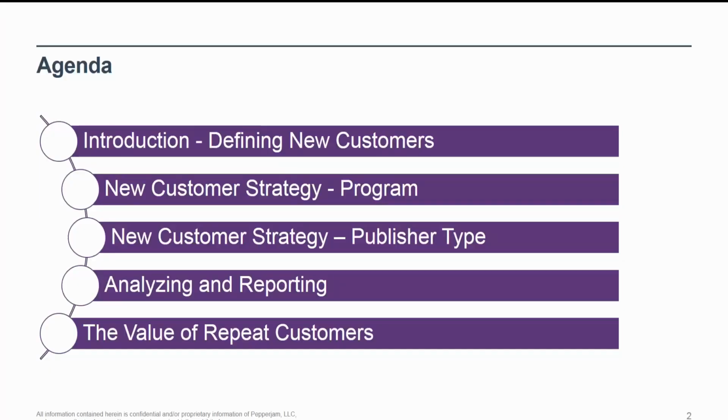So to take a quick look at the agenda for this webinar, we're going to do an introduction to new customer strategy, how you're going to define your new customers. We'll take a look at new customer strategy just for program-wide tactics. Then we'll look at new customer strategy based on some specific publisher types and the different ways that you can optimize with them. And we'll look at some of the ways that you can analyze and take a look at your reporting to continue to make adjustments to your strategy if you need to. And then lastly, we'll take a look at the value of repeat customers for your program.